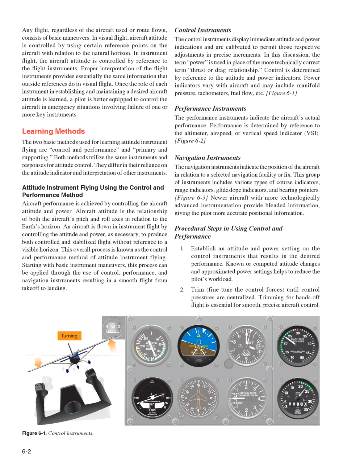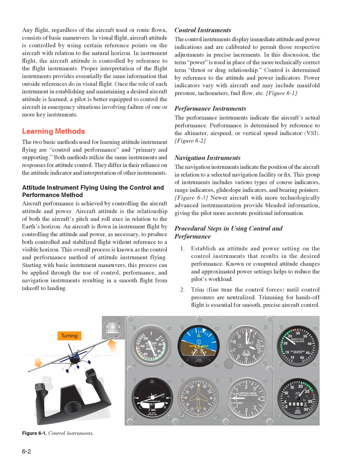Any flight, regardless of the aircraft used or route flown, consists of basic maneuvers. In visual flight, aircraft attitude is controlled by using certain reference points on the aircraft with relation to the natural horizon. In instrument flight, the aircraft attitude is controlled by reference to the flight instruments. Proper interpretation of the flight instruments provides essentially the same information that outside references do in visual flight.